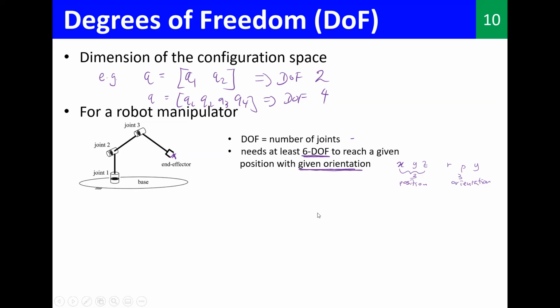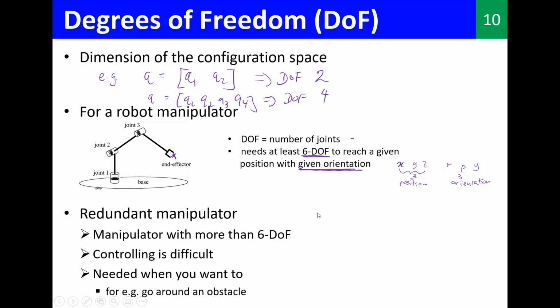So before we move on to the next one, we have something called a redundant manipulator, right? Now, I told you 6 degrees of freedom is enough to approach some point with a given orientation. So why do we need redundant manipulators? Redundant manipulators are basically manipulators with more than 6 joints. We need these kinds of manipulators, the so-called redundant manipulators.